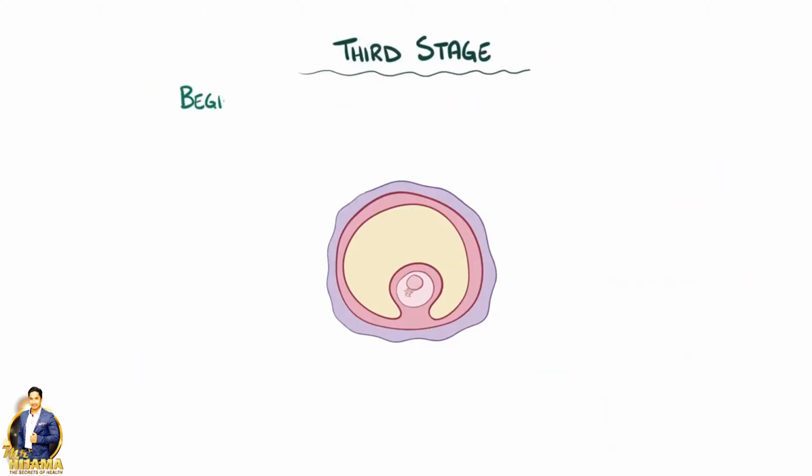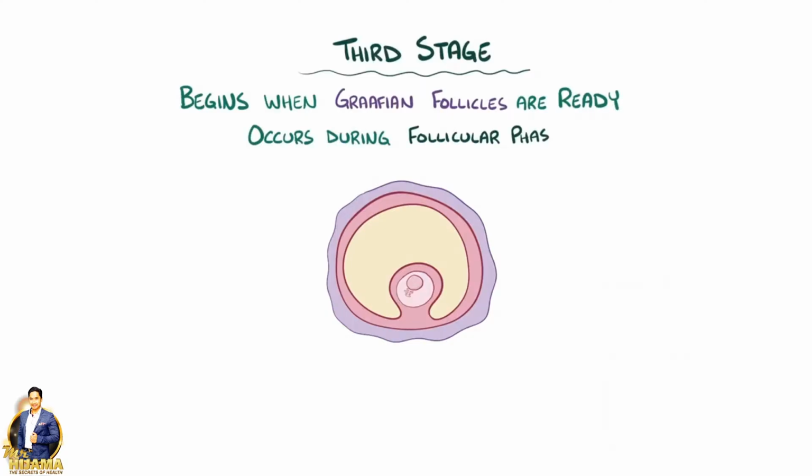The third stage of follicular development starts when the Graafian follicles are ready and occurs during the follicular phase of the menstrual cycle. So let's briefly switch gears and go over the highlights of the menstrual cycle to put that follicular phase into context.